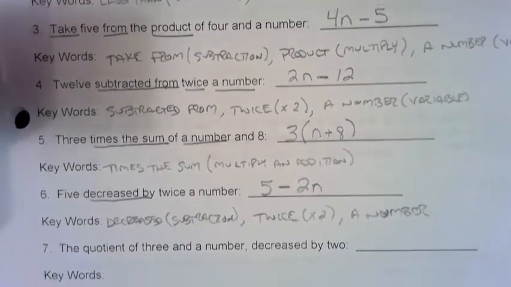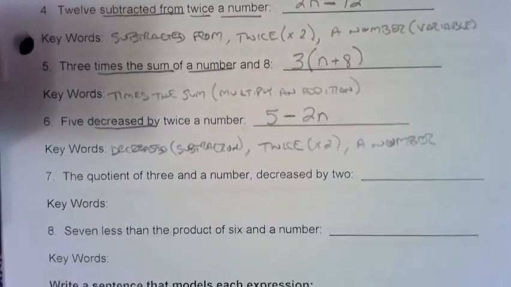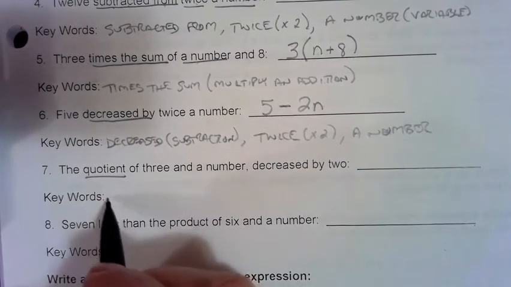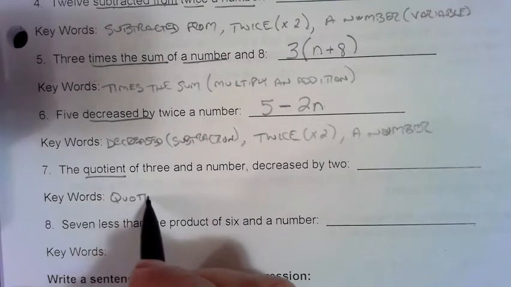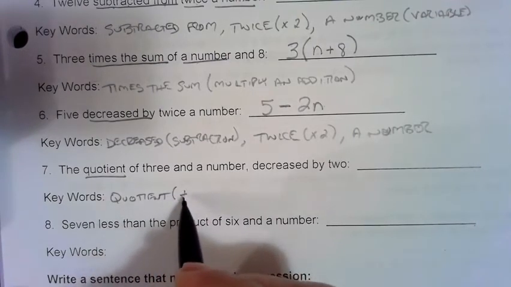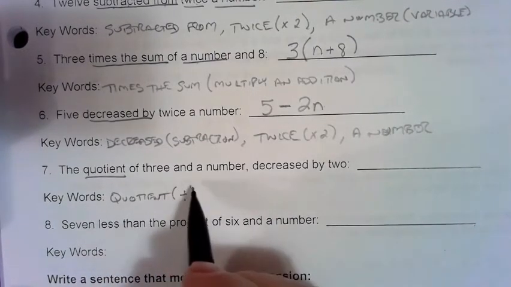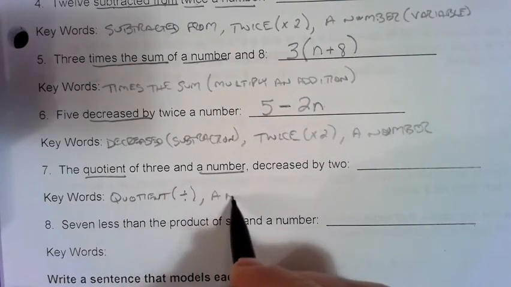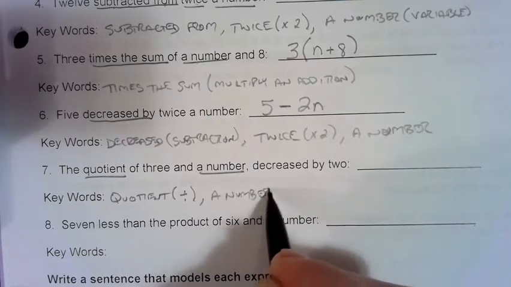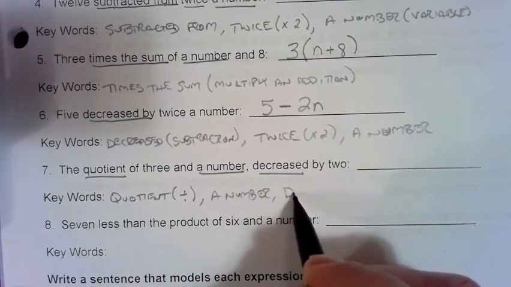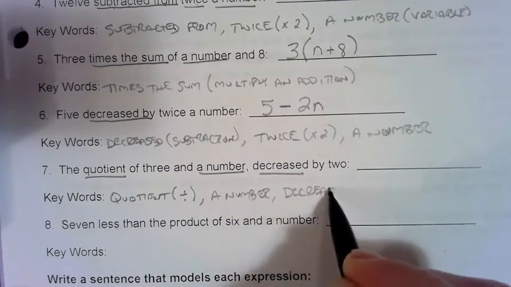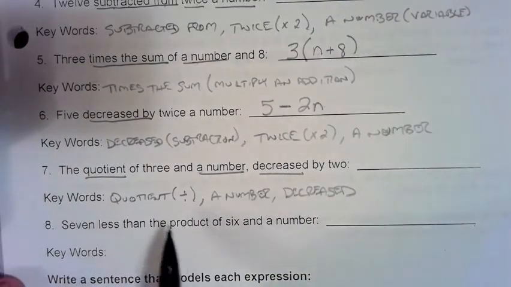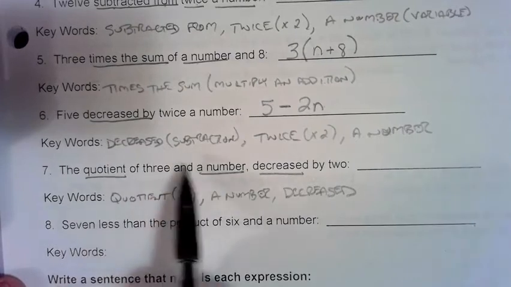2n. All right, in example 7, the quotient of 3 and a number decreased by 2. Quotient we know means to divide. Okay. Quotient of 3 and a number is our variable. And again, decreased by means to subtract, which we just did in our previous example. So let's start with the quotient of 3 and a number.